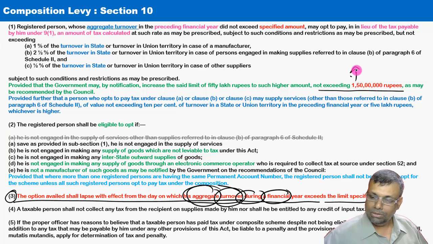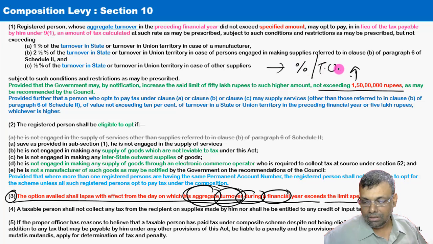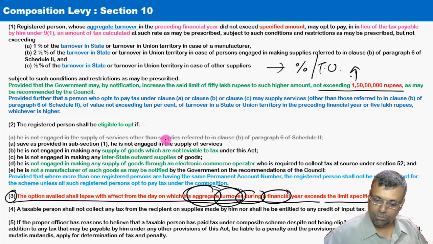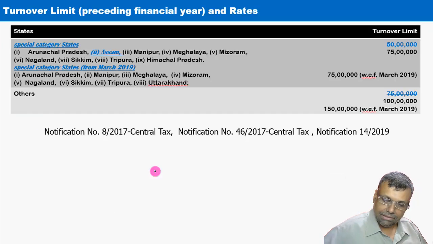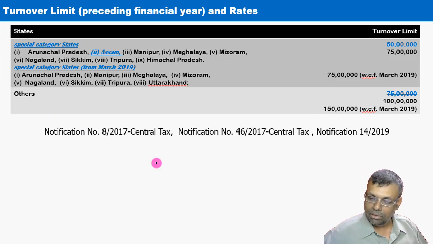Okay, now once this basic condition has been satisfied, then one or two things that you should know very precisely: what is the percentage of the composition, that is one thing that you should know. What is the turnover criteria, that you should know. I will tell you that, don't worry, in due course of time. Okay, so first of all friends, let me clarify these basic things, that this is your turnover criteria. I repeat, this is your turnover criteria.